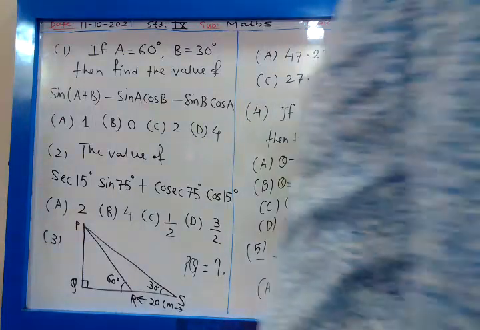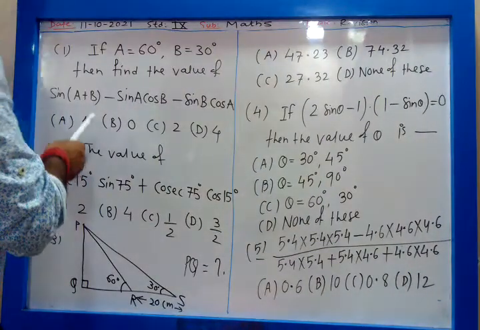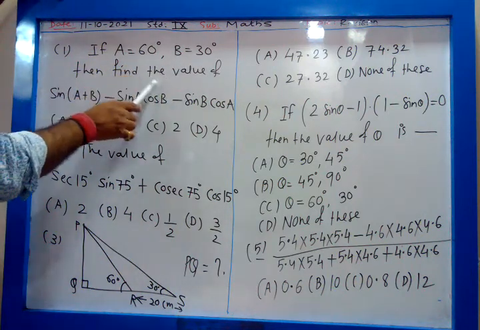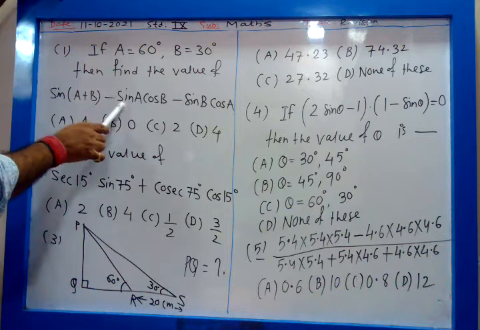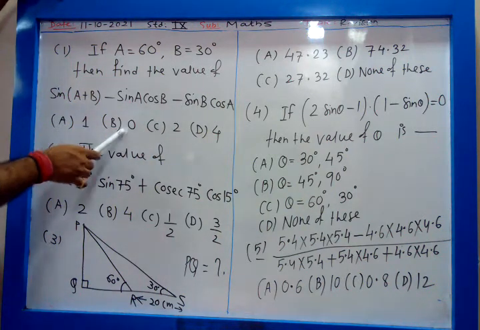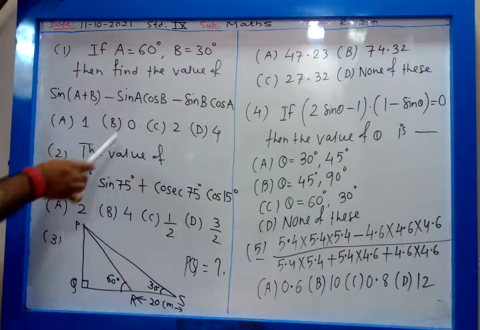Chalo, let me read the question once. Board is not clear. If A is equal to 60 degree, B is equal to 30 degree, then find the value of sin(A plus B) minus sin A cos B minus sin B cos A. Option A 1, option B 0, option C 2, option D 4.